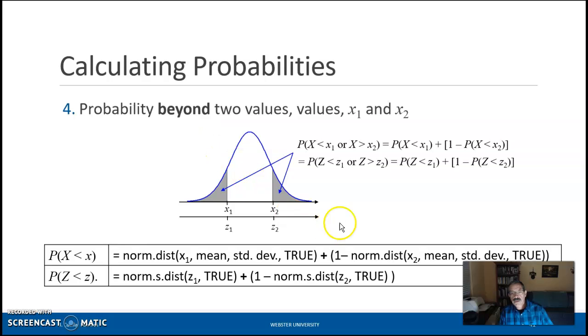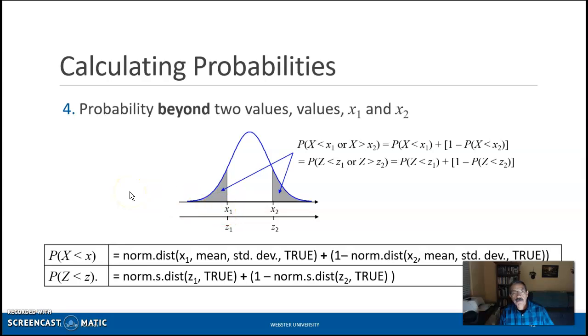And this is the 4th case. Again, this looks a bit intimidating, but you can see it is the probability to the left plus 1 minus the probability to the right, the complement. And again, I'm not using symmetry because I do not know if x1 is equal to x2 or if z1 is equal to z2. When they are equal, when z1 is equal to z2 and x1 is equal to x2, then I take advantage of the symmetry of the normal distribution and just multiply by 2 the probability to the left of one of the values.